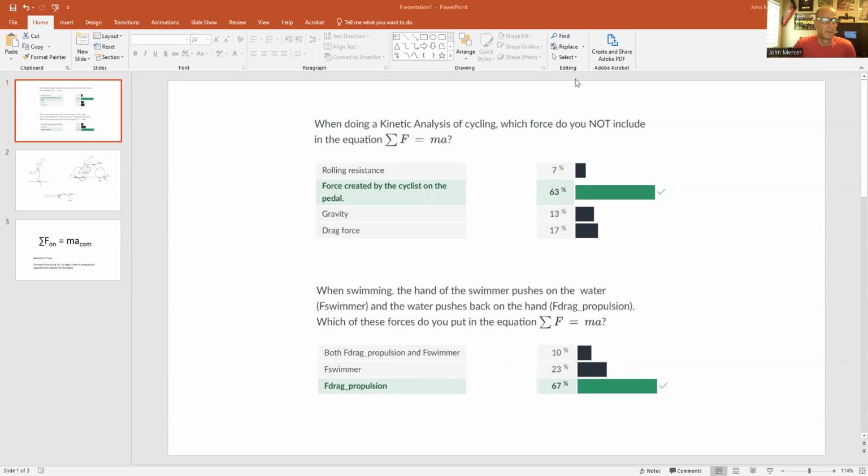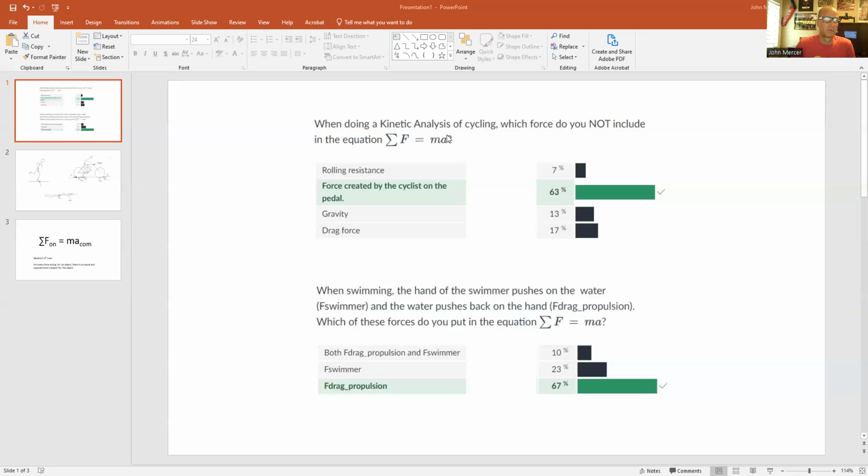The first one here: when doing a kinetic analysis of cycling, which force do you not include in the equation sum of F equals ma? This is really important to know because when we start doing drawings and identifying forces acting on the object, we're looking only for forces acting on the object versus by the object. Sometimes we want to know the force created by the object, in this case by the person. But when we do our kinetic analysis, we only identify forces acting on the object.